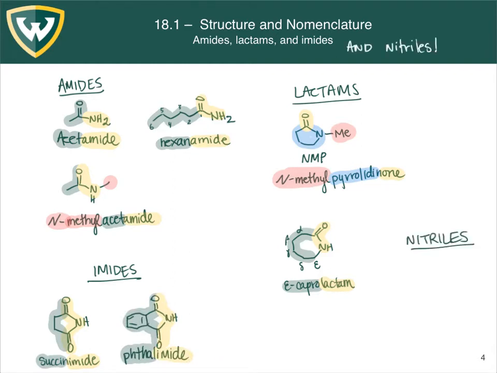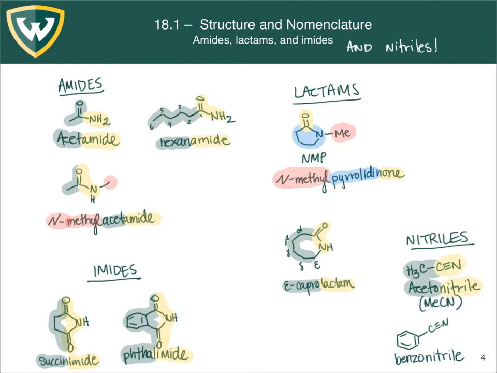One last related functional group is the nitrile. A nitrile is a cyano group that's bonded to a carbon atom. The common names for nitriles come from the parent carboxylic acid. So acetic acid, if we were to convert the carbonyl carbon to a nitrile, we would get acetonitrile. Similarly, if we had benzoic acid, it would become benzonitrile.